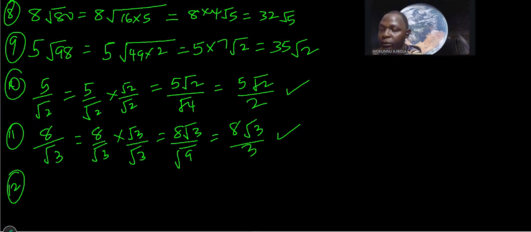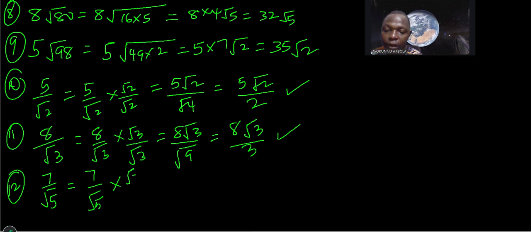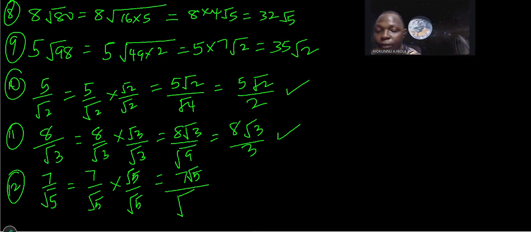Then the next one we have 7 over root 5. So this could be 7 over root 5 times root 5 over root 5. So 7 times root 5 is 7 root 5. Then root 5 times root 5 is root 25. So you have 7 root 5 over 5.